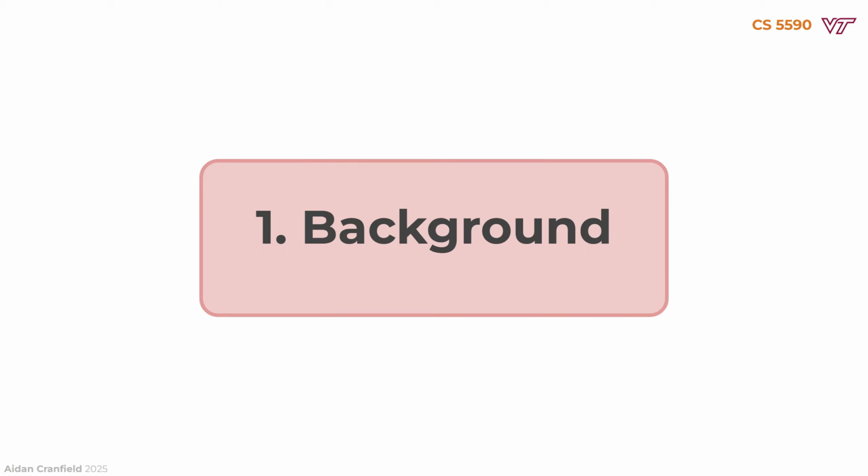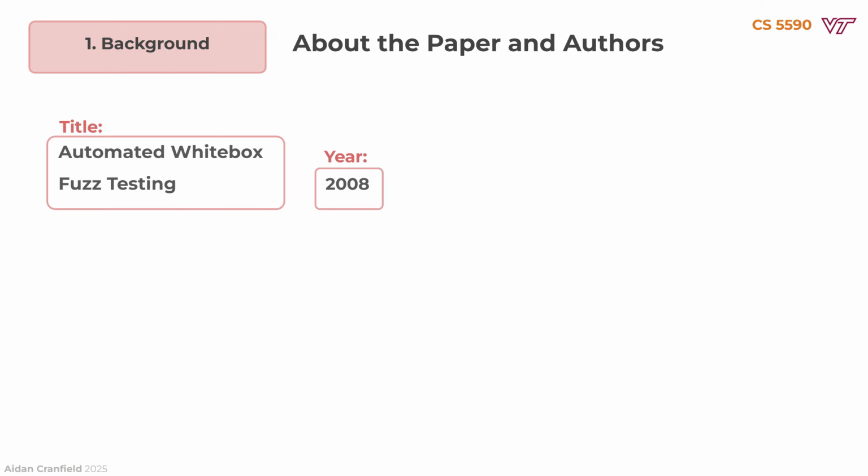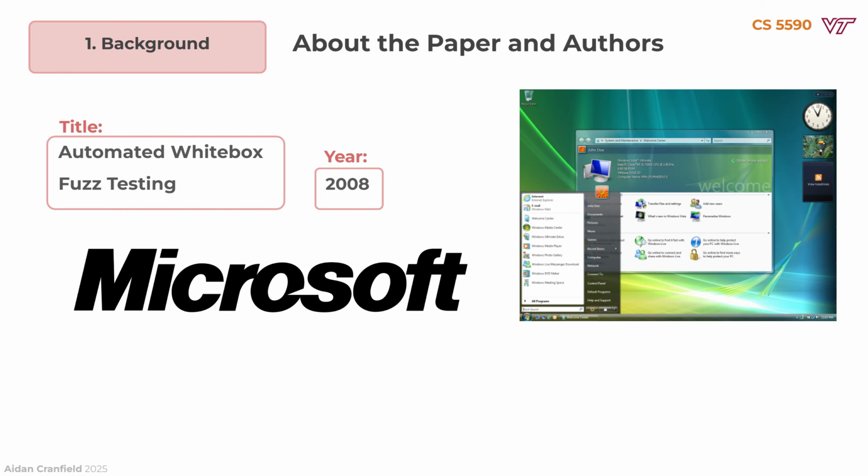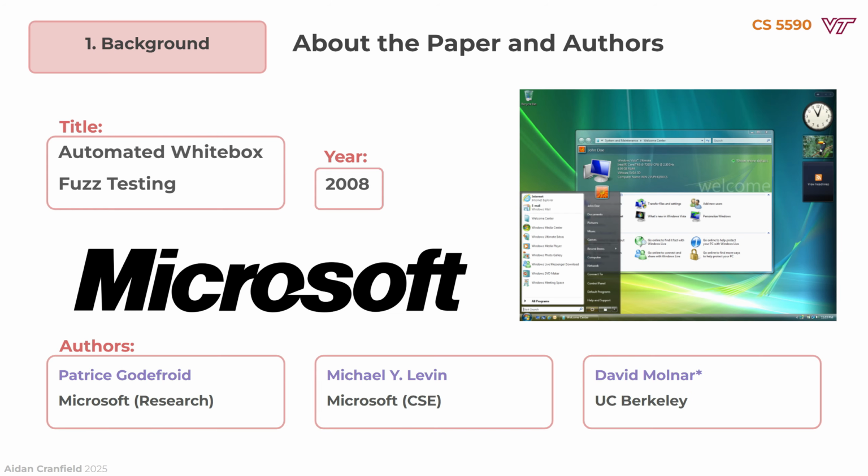Let's start with some background. This paper was published in 2008 and is titled Automated Whitebox Fuzz Testing. It introduces Sage, a whitebox fuzzing tool. Now let's put this paper into perspective. In 2008, Microsoft's logo looked like this. The current version of Windows was Windows Vista, and it looked like that, very old. And this paper was authored by Patrice Godefroy, Michael Levin, and David Molnar.